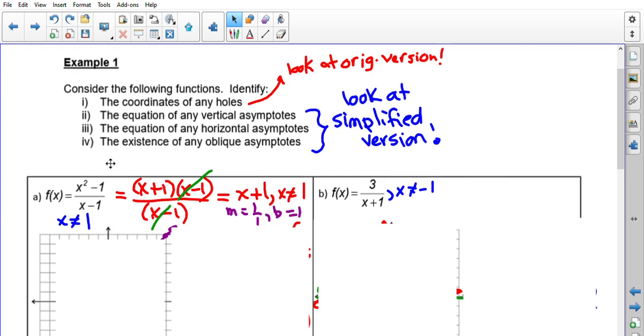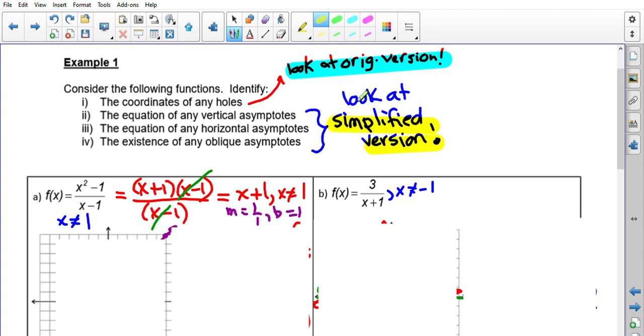I usually give a few of these for you to do together, and then I have you investigate the rest on your own, but I will go through them with you in this video. All right, so we are going to consider the following functions and identify the coordinates of any holes. Remember, when we want to look for any holes, what's very important is you want to look at the original version of the function, so the function before you simplified it. When you want to find the equation of asymptotes, that's when you want to look at the simplified version.